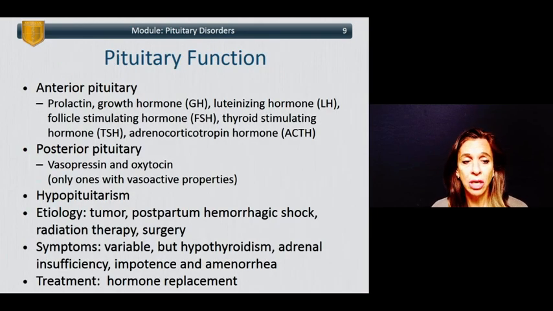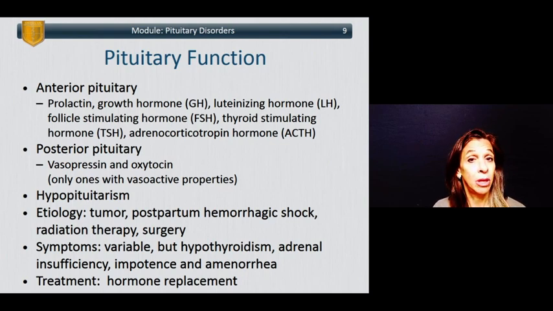So regarding pituitary function, it is important to realize that the anterior and posterior pituitary release different hormones. The anterior pituitary releases prolactin, growth hormone, luteinizing hormone, follicle-stimulating hormone, thyroid-stimulating hormone, and adrenocorticotropin hormone. A good way to remember it is all the ones that have the word hormone in their name are released by the anterior pituitary, and then there's also prolactin, where the posterior pituitary only releases 2 hormones, vasopressin and oxytocin.